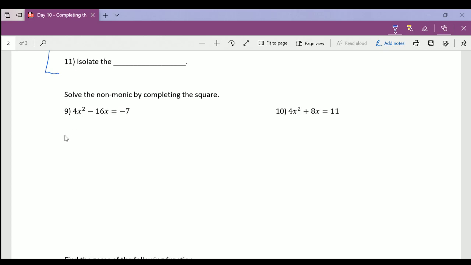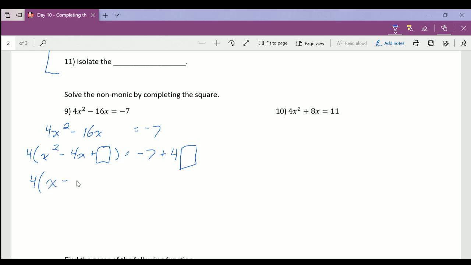Here is one of these. It's going to be 4x squared minus 16x equals negative 7. What we're going to want to do is to factor out the 4. That's going to give us x squared minus 4x, and then the negative 7. So this time when we do our plus box, here, since there is a 4 on the outside, we're going to do plus 4 box. Bring down the 4. This is still a minus. Half of 4 is 2. 2 squared is 4. And on the right-hand side, you basically have 16 minus 7, which is 9.